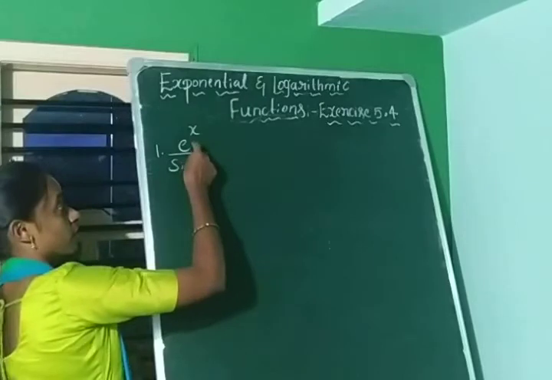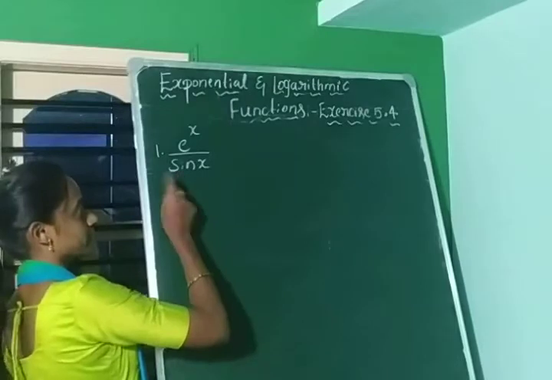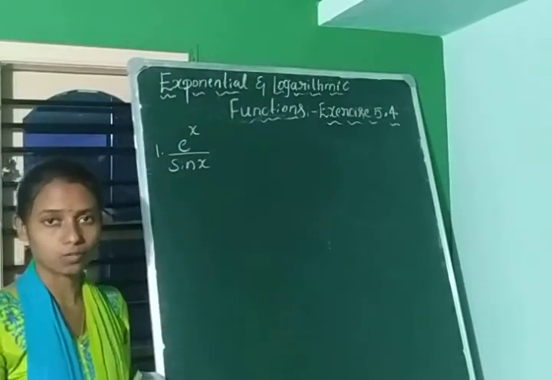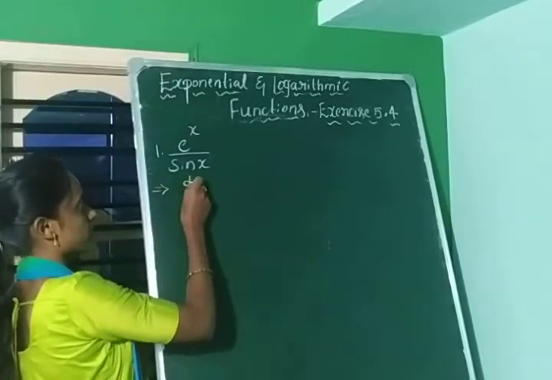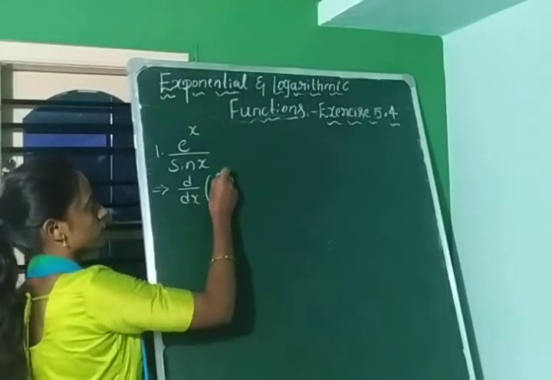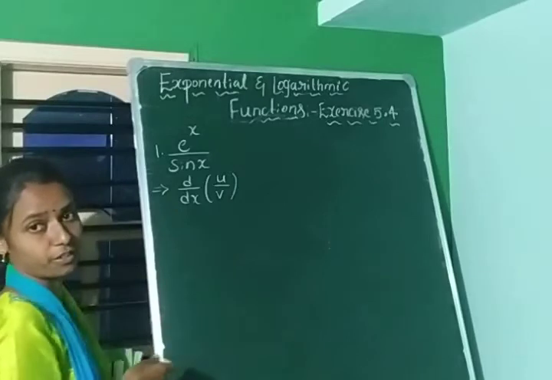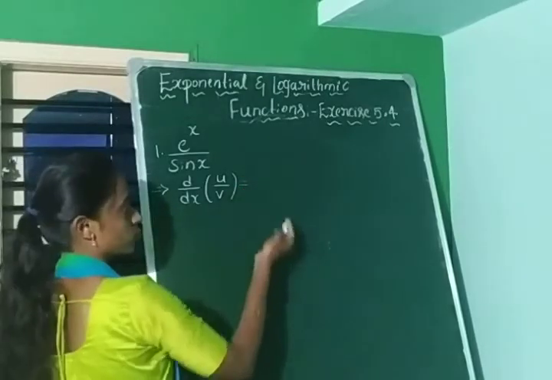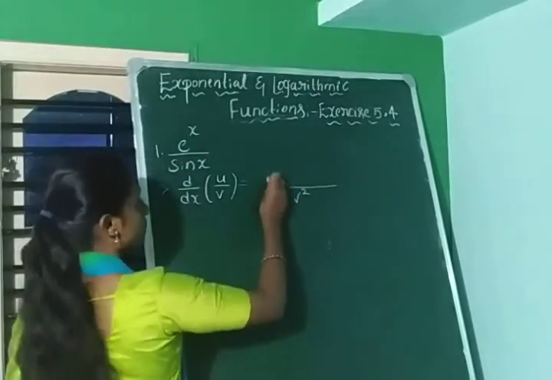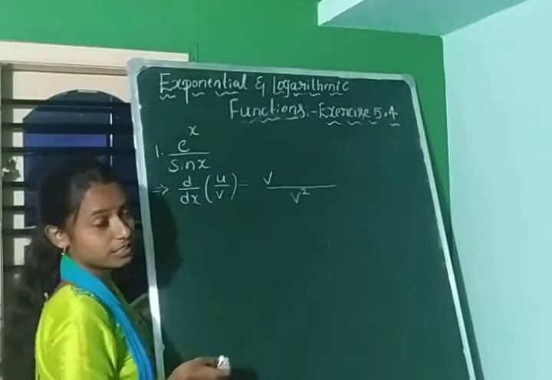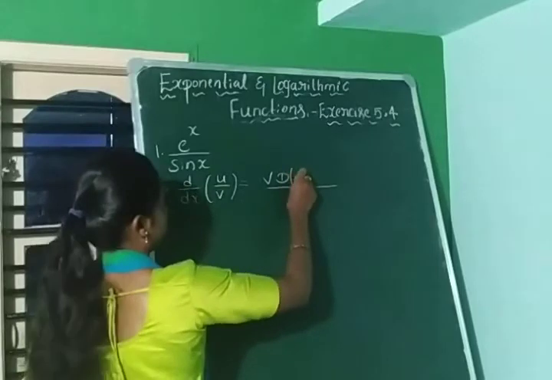The numerator is one complete function, that is the exponential, and the denominator is a trigonometric function, so I can go with the quotient rule. As we know, d by dx of u divided by v, where u is one complete function and v is another different function. In that case, the denominator is v square, and we need to write the denominator function as it is, and differentiate the numerator, that is the u.